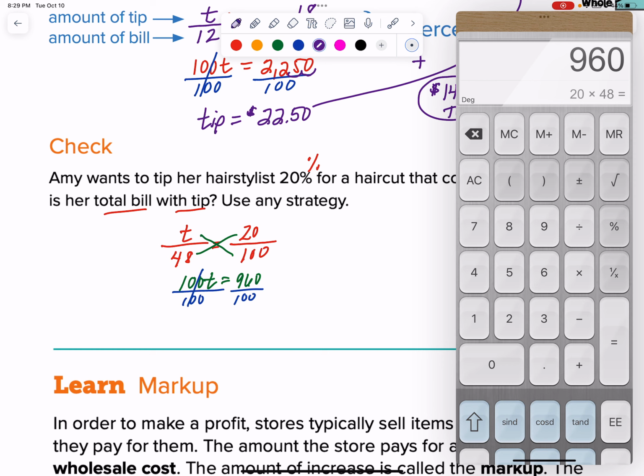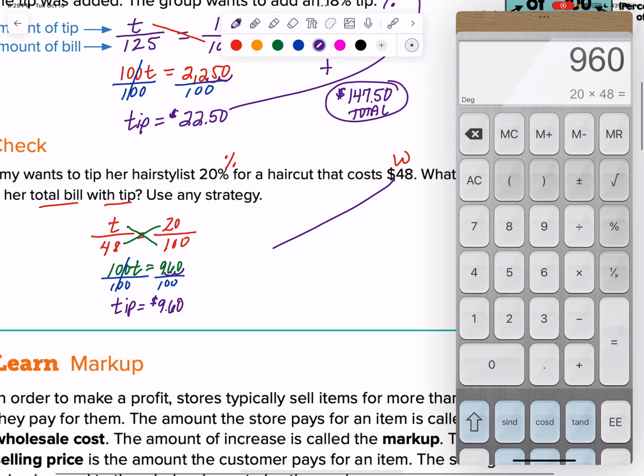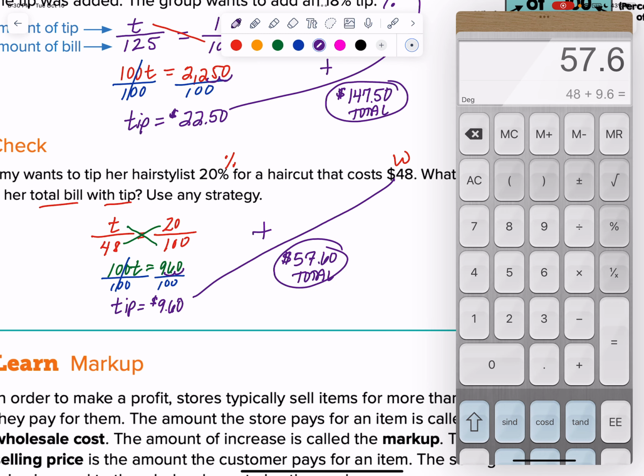And you are left with not a tax now, but a tip of $9.60. Okay, so what's her total payment for this haircut? Let's go ahead and join those together. We have $48 plus a $9.60 tip equals $57.60 total. Okay, so there's that one.